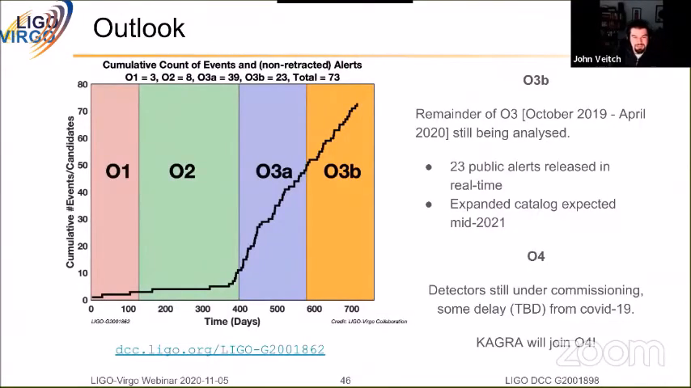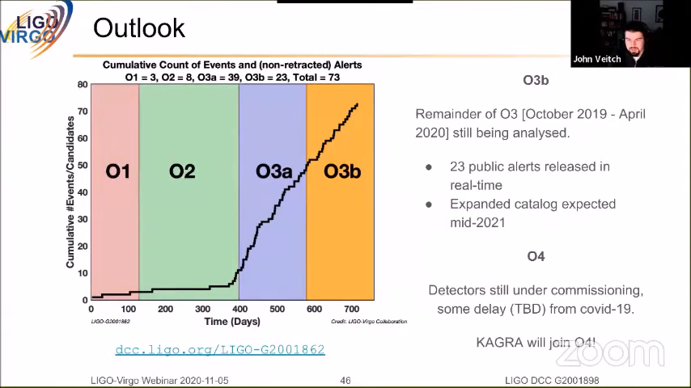So lastly, just to give you an overview of where we're going from here, there's still the remainder of O3, of course, to be published. That was the second 6-month period. As a reminder, we released 23 public alerts during that time period, but we would expect, again, with our offline pipelines to either confirm or disconfirm those, as well as to potentially increase that number still further.